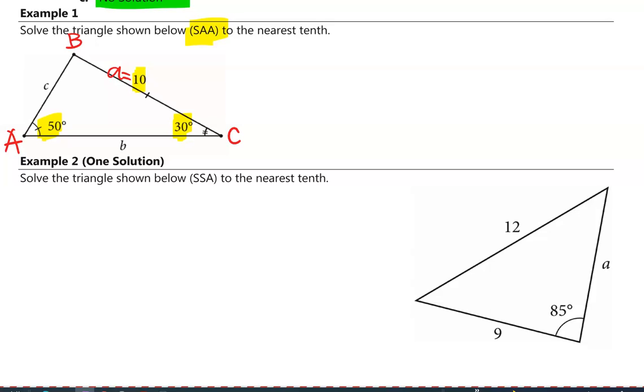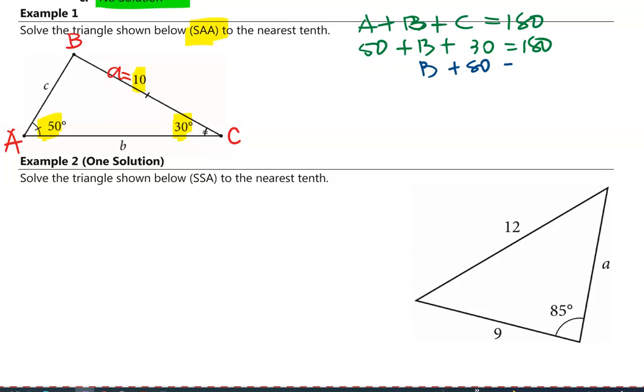We also know that the sum of all the angles of a triangle is equal to 180 degrees. So A plus B plus C is equal to 180. We have A and C. So A is 50 plus B plus 30 is equal to 180. You'll be able to solve for B. 50 plus 30 is 80, and if we subtract 80, B is equal to 100 degrees.